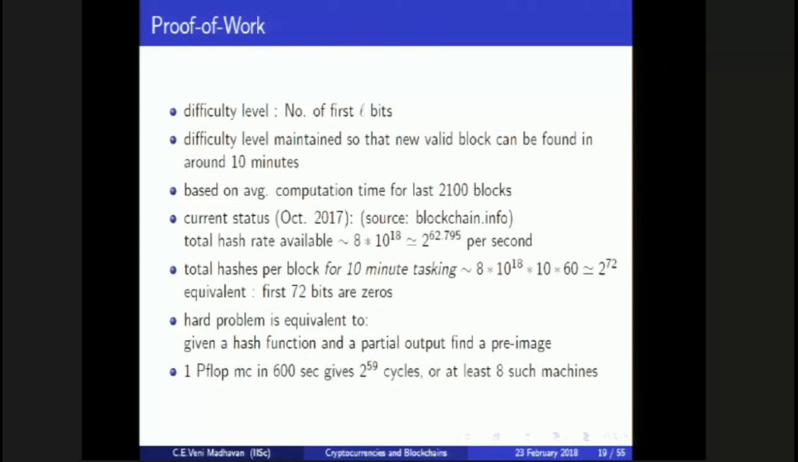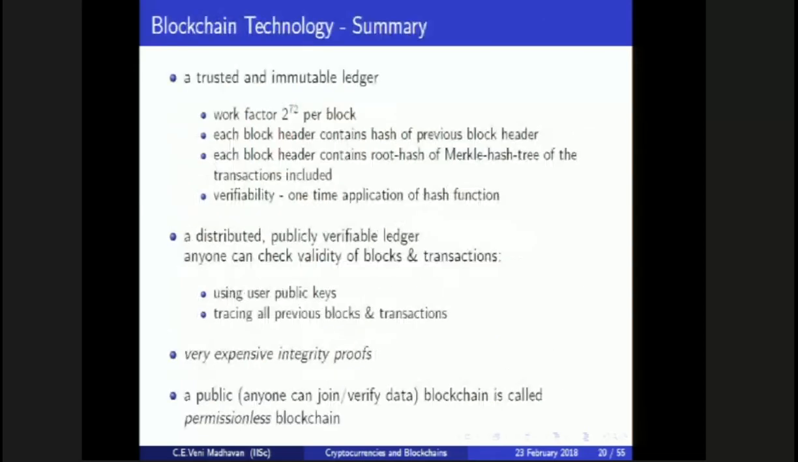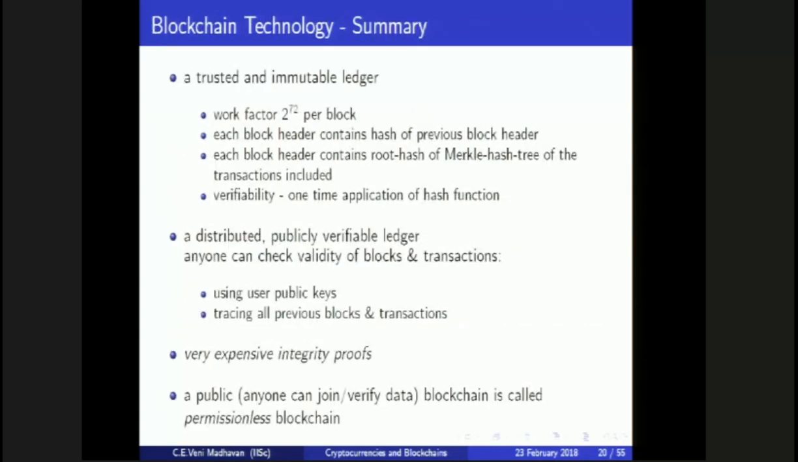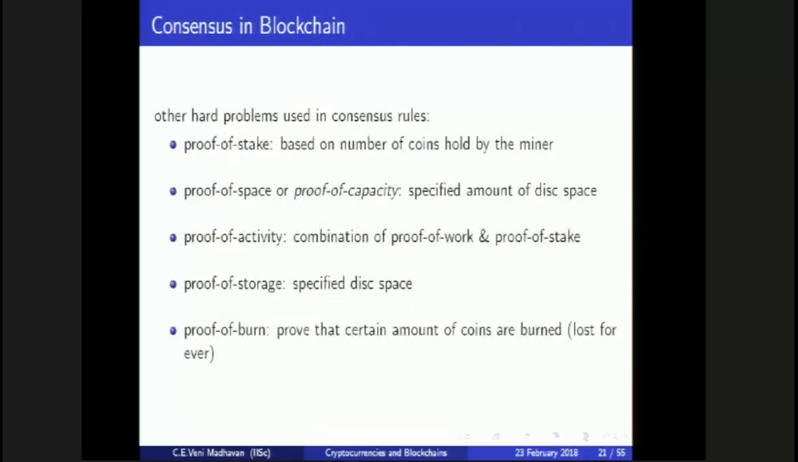So I'll just spend 5 minutes on some other aspects of cryptography which are coming to the rescue of such things. But they're all again emerging, and so all this very expensive integrity proof, all these things are gone. Anyone can join, verify data is okay, but anyone cannot join in minting a coin. So there are newer forms of proofs which are not based on just work.